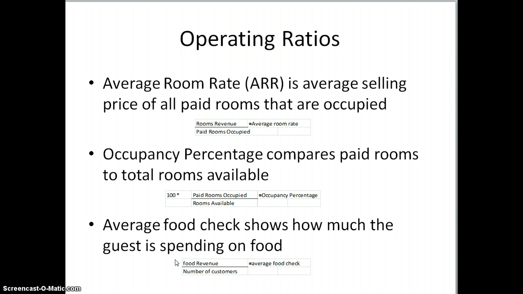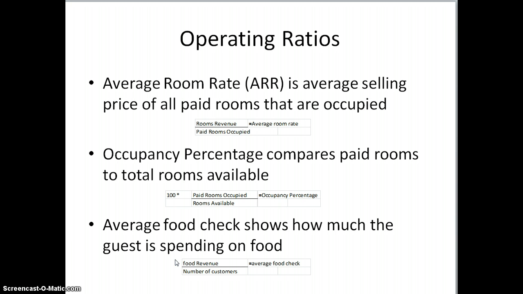So you're going to divide paid rooms occupied by rooms available and multiply it by 100. If you don't multiply it by 100, it'll look very strange, and then you'll get the occupancy percentage. And really that's very important for hotels. They want to keep those rooms rented.